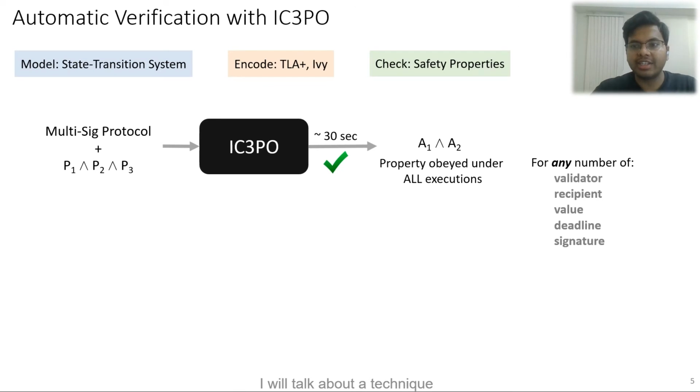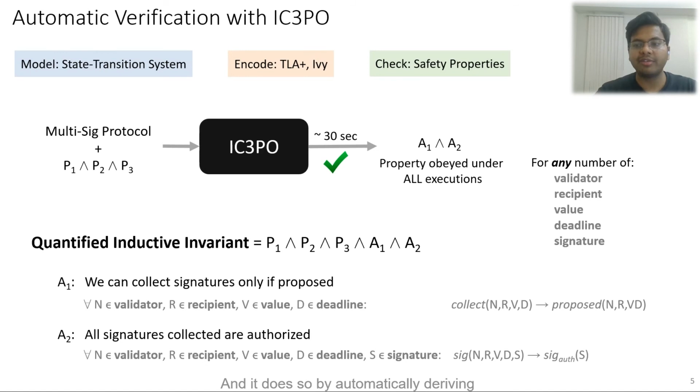I will talk about a technique and a tool called IC3PO, which can verify distributed protocols fully automatically. For example, given the multi-signature smart contract and its three safety properties, in less than 30 seconds, IC3PO verifies that these properties are always obeyed for any number of validators, recipient, value, etc. And it does so by automatically deriving strengthening assertions A1 and A2 that together with the properties form a quantified inductive invariant. Here assertion A1 says we can collect signatures only if proposed, and A2 says all signatures collected are authorized.